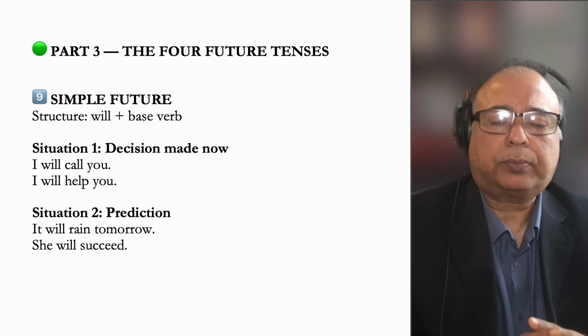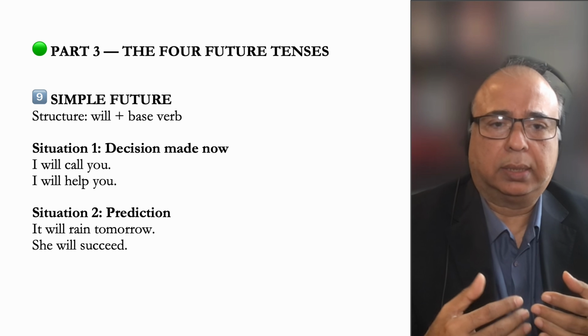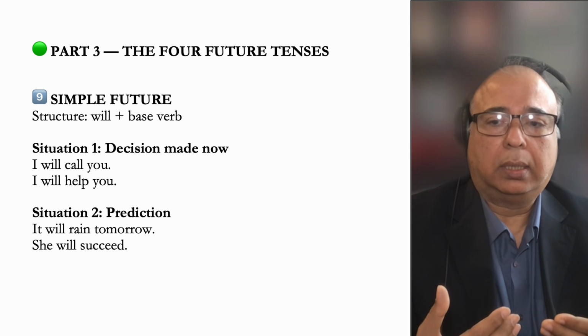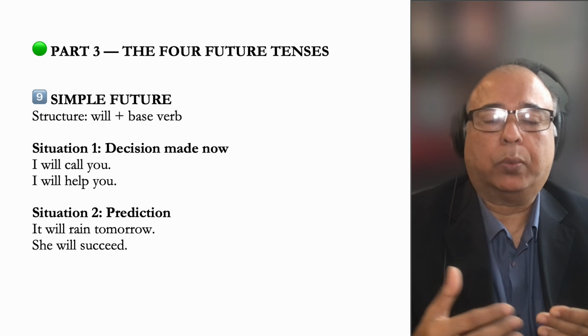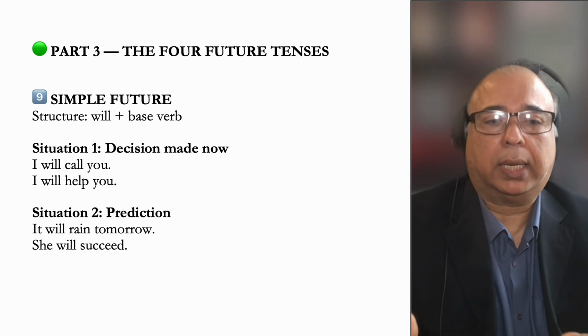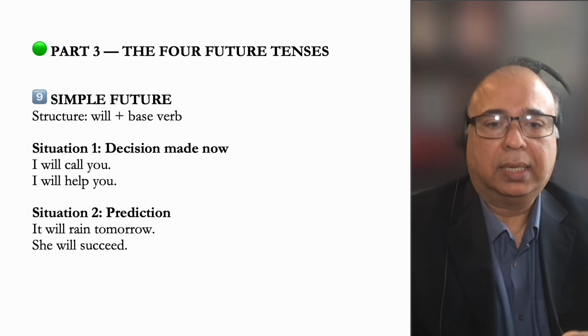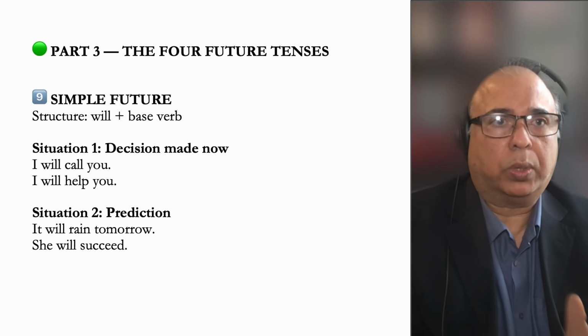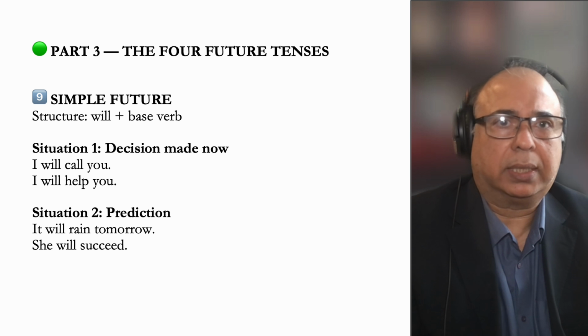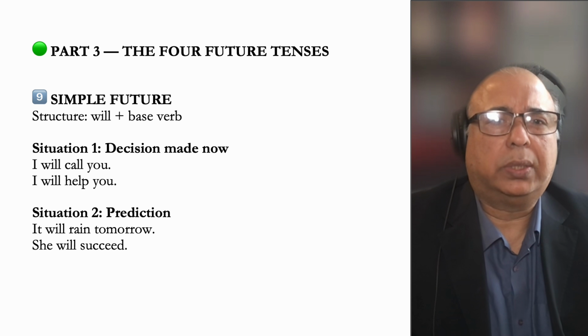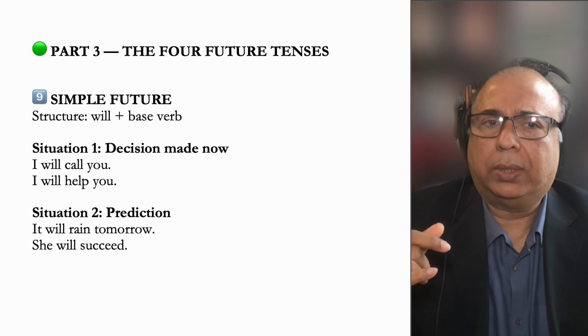Simple future. And it is simple. It's the verb will and the base verb. Like, I will call you. When? Tonight. I'll call you later. Decision is made now. Okay, when will you call me? I'll call you. I'm busy right now. I can't talk. I will call you tonight. Okay? I'll call you in 10 minutes.